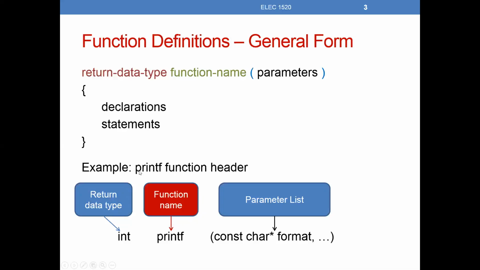Let's take a look at printf. It's defined in the standard library. And if we go to the header file, we'll see that it's defined like this. Its return data type is int, right, for integer. The name of the function is printf, and its parameter list looks like this. Right? It has a parameter named format whose data type is const char star. The ... means this is a variable length argument list, meaning we have to pass at least one argument to this function when we use it, but we may pass more.